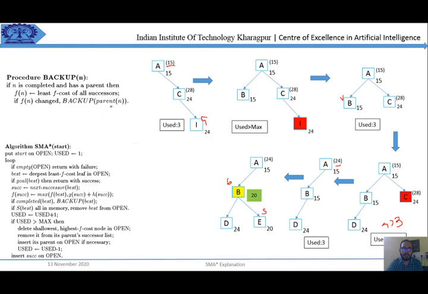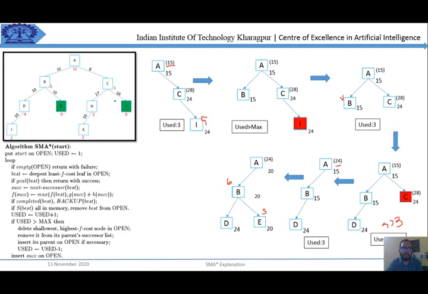Again, since it is a parent, from 24 and 20, this 20 has been updated. Similarly, after doing so this is the graph, and after that the use has been incremented to 4. Again, the use is greater than or equal to max, so I have to remove the worst one, the highest one. From 20 and 24, 24 was actually the highest, so it has been removed.